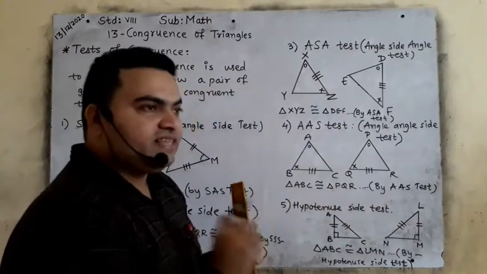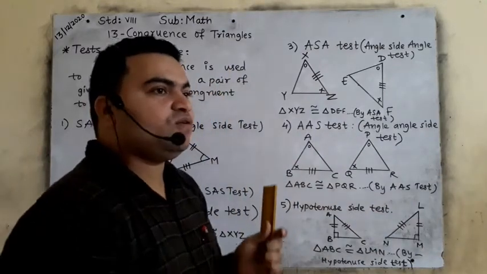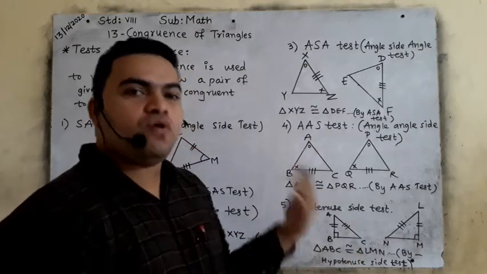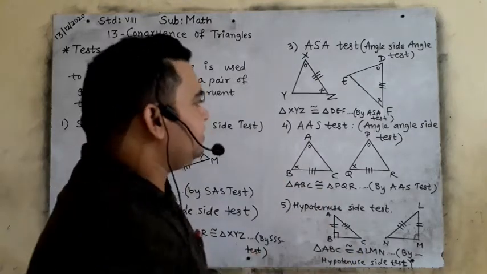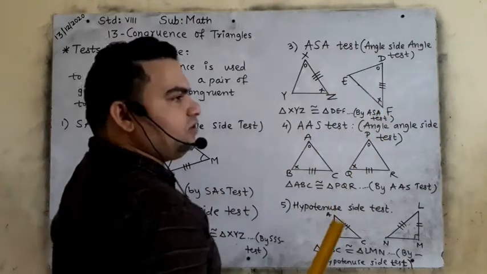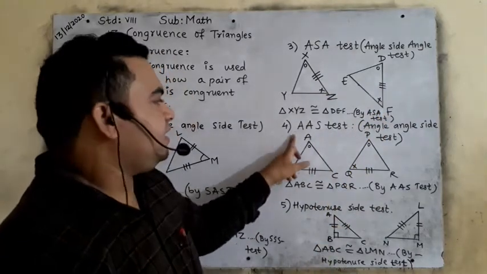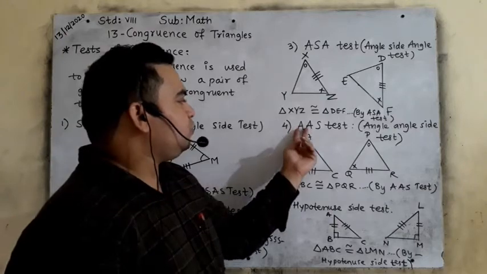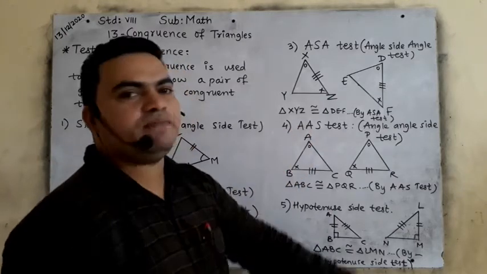Okay, so while writing, we have to take care of the order, which angle or which alphabet is congruent to each other. Is it clear? So this is congruent to each other by angle side angle test. Okay, now see the fourth one, angle angle side test. It means two angles are continuous and the side will come after that.